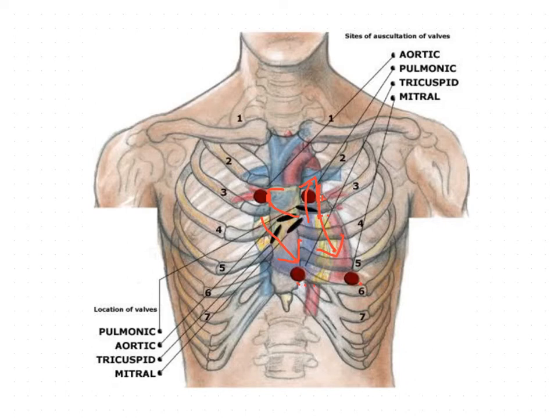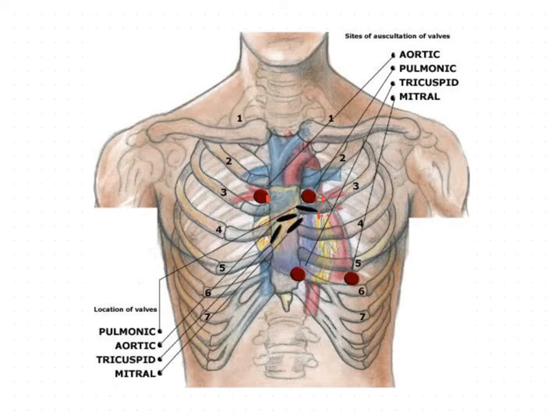Now we are going to see where these auscultatory areas are actually present, what is the diameter of the valve, and where the exact auscultatory areas are. So these are called the surface marking of the cardiac valves and the sites of the auscultatory areas.